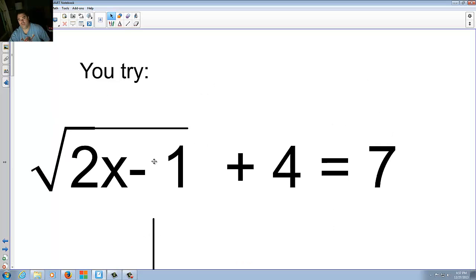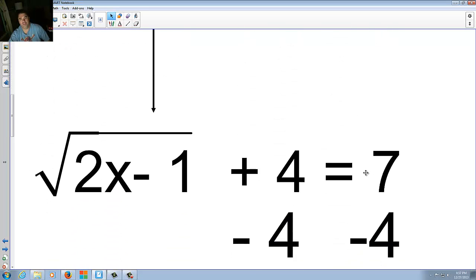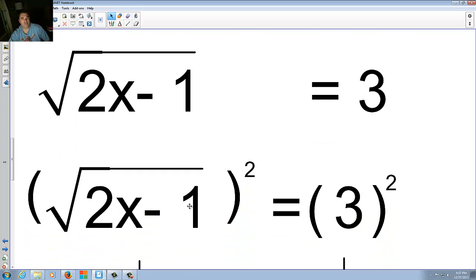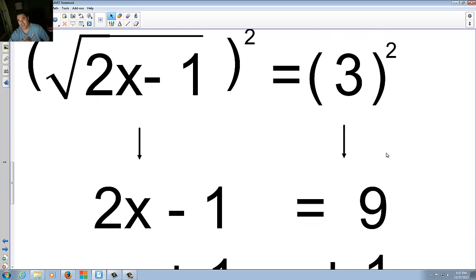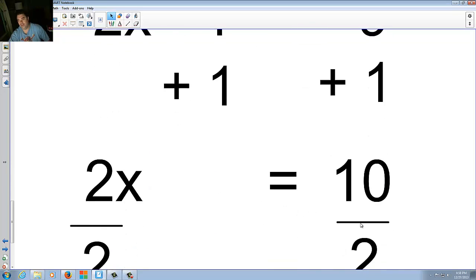Now, root of 2x minus 1 plus 4 equals 7. Step 1, instead of plus 4, minus 4. Minus 4 to one side, minus 4 to the other. Square root of 2x minus 1 equals 3. Then, square both sides to get rid of the root. 2x minus 1, and then the square of 3 is going to be 9. Add 1, 2x equals 10. Divide by 2, divide by 2.